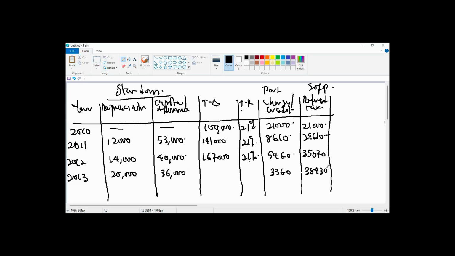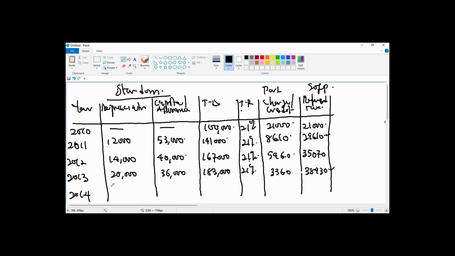Or 167 plus 16, that is 183,000 times 21%. 183,000 times 0.21 is 38,430. Minus 35,070 gives 3,360 for 2014.